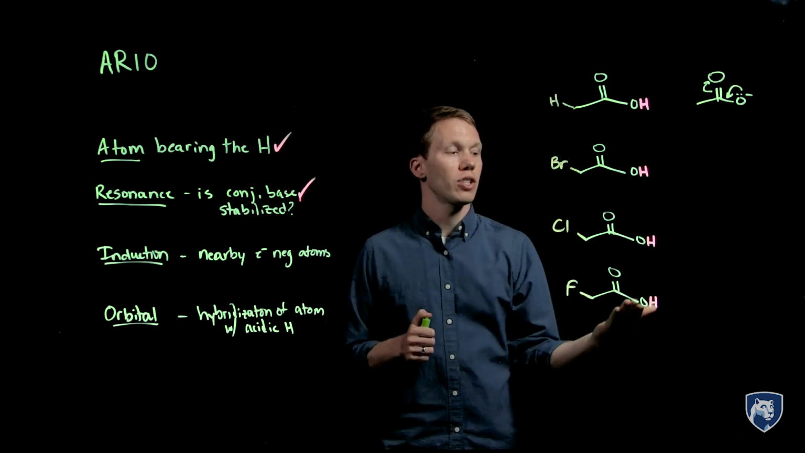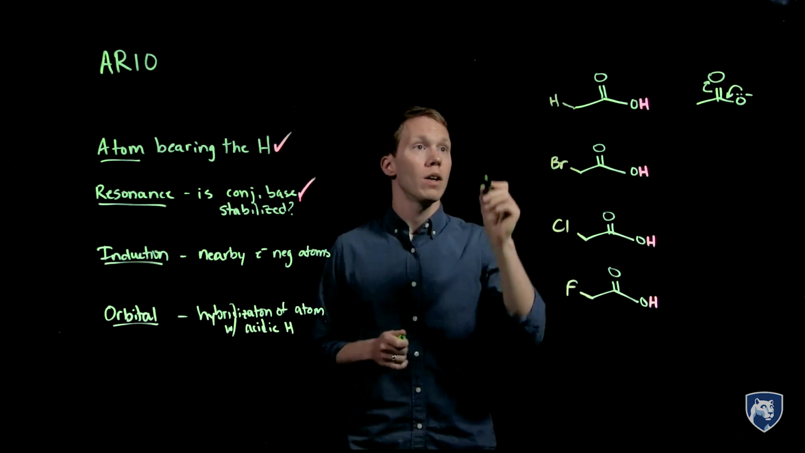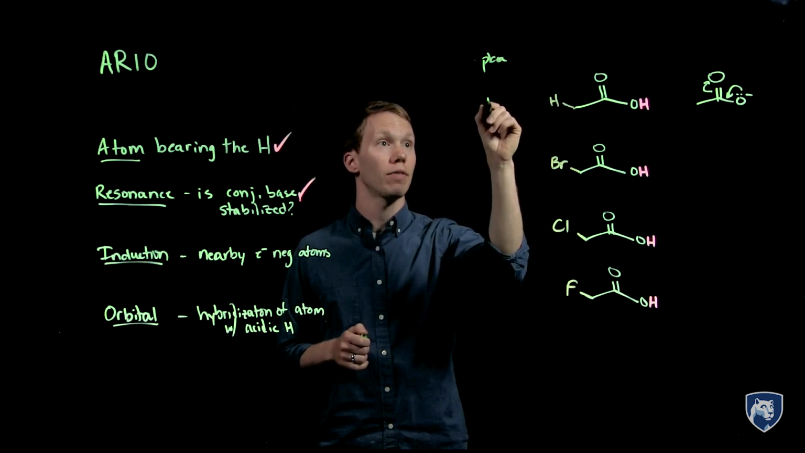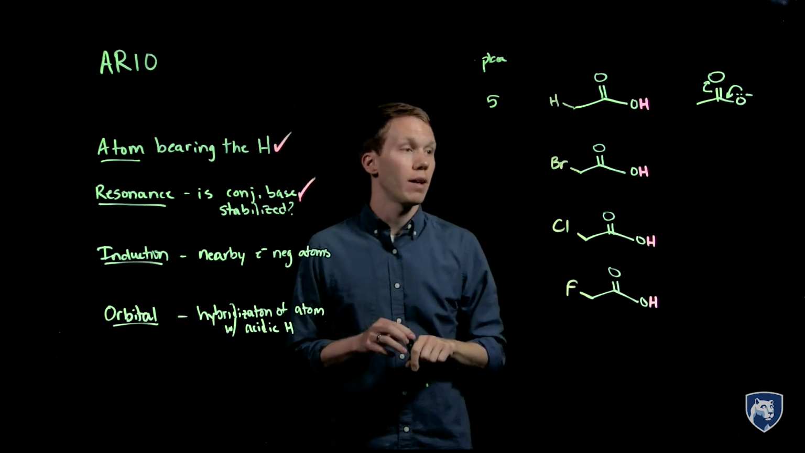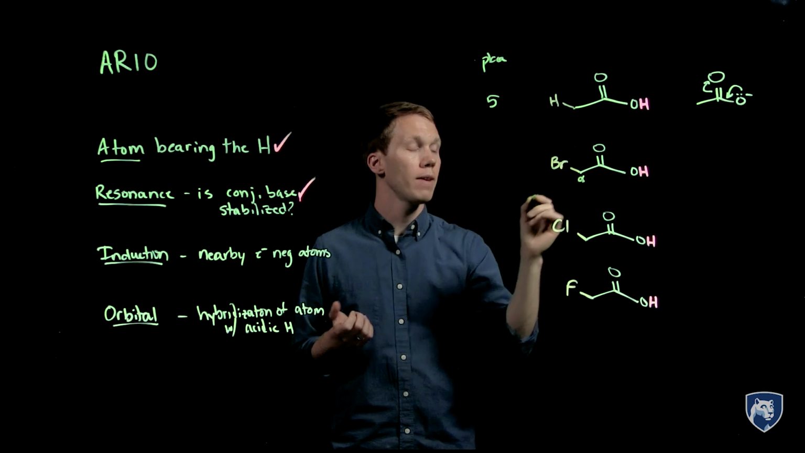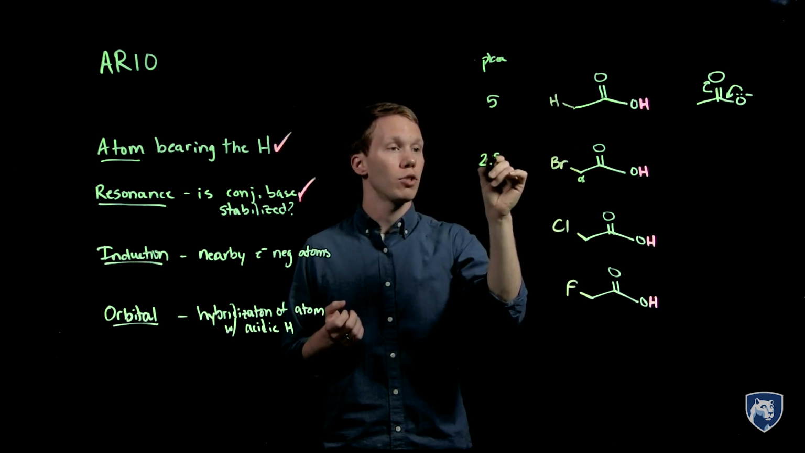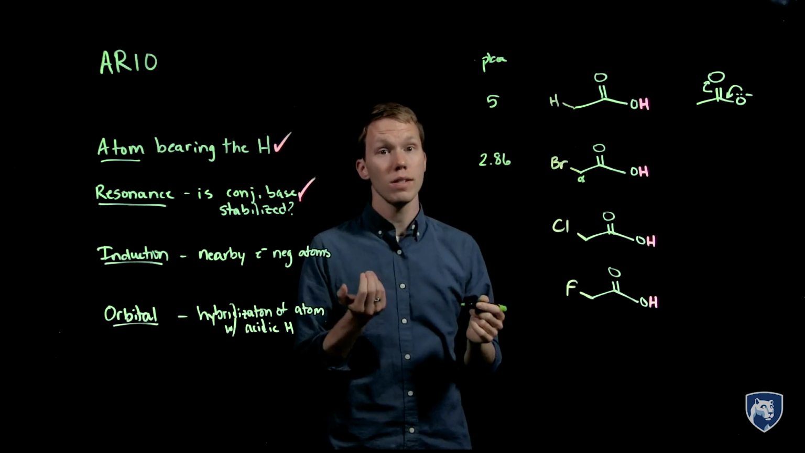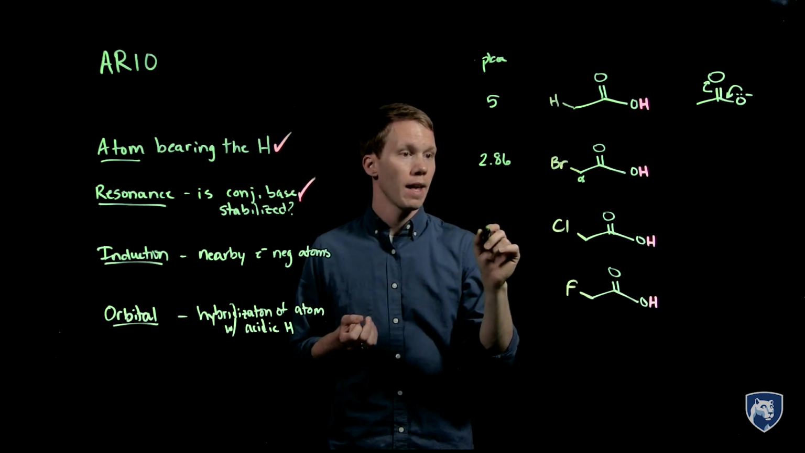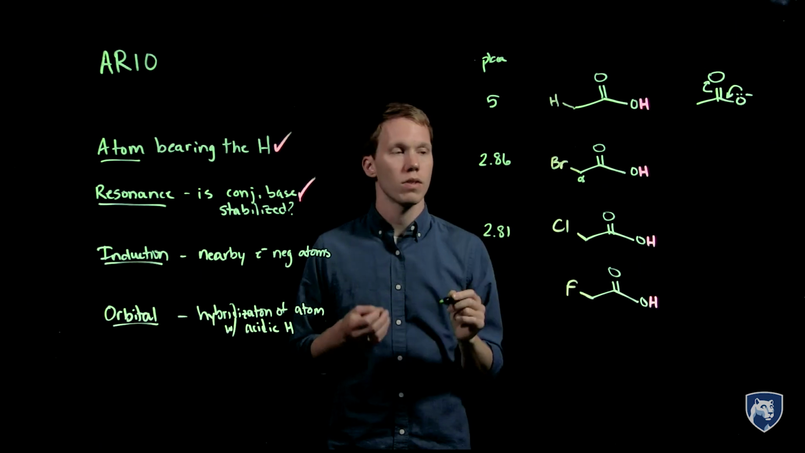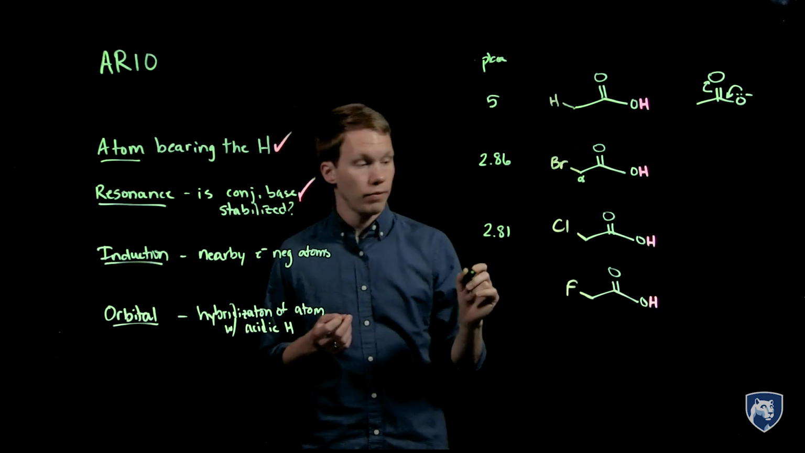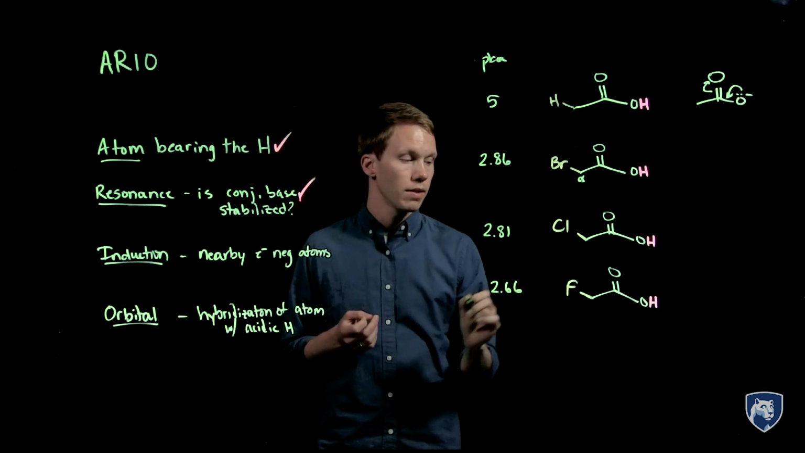So then how do we differentiate between the acidities of all these, right? We know the pKa for the parent compound here, acetic acid, is around 5. If we add a bromine to this at what's called the alpha position, if I use the Greek letter alpha, we get a pKa of 2.86. So that lowers it by 100 times, 2 orders of magnitude, right? And then we go down to 2.81, so there's a small difference there. And then the last pKa with the fluorine here is 2.66.